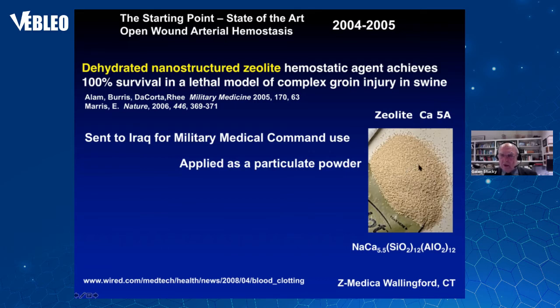And the calcium 5A is an aluminosilicate. It has one aluminum for one silica. These are tetrahedrally coordinated. So every place you have aluminum, it has a negative charge in the framework of the structure, which is shown on the next slide.